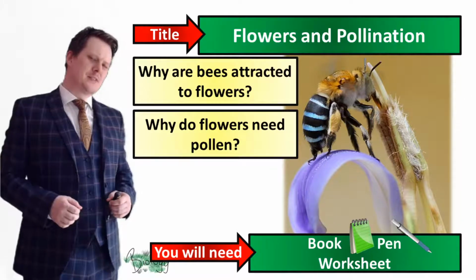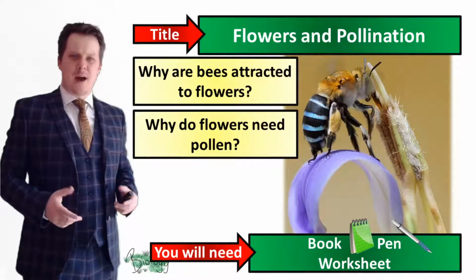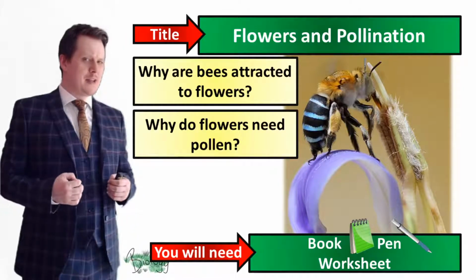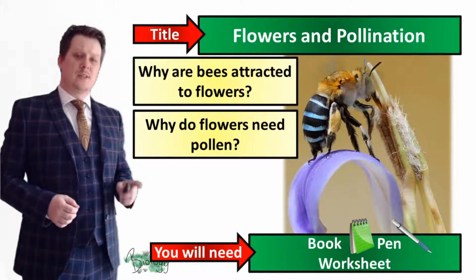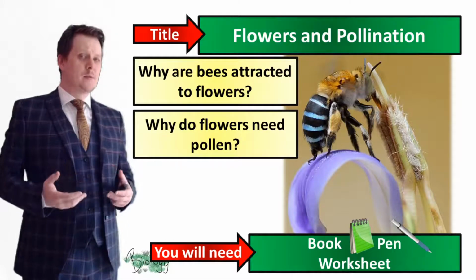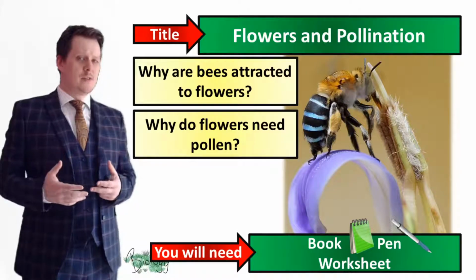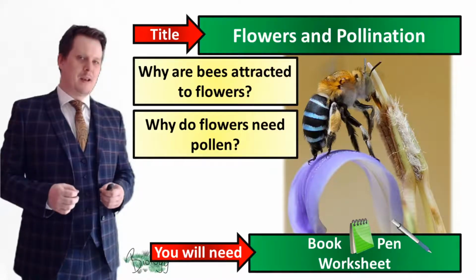Did you suggest some answers? Bees are attracted to flowers because flowers contain sweet-smelling nectar and because they are brightly coloured. And flowers need pollen so that they're able to reproduce. Pollen is the equivalent of the male sex cell in plants.